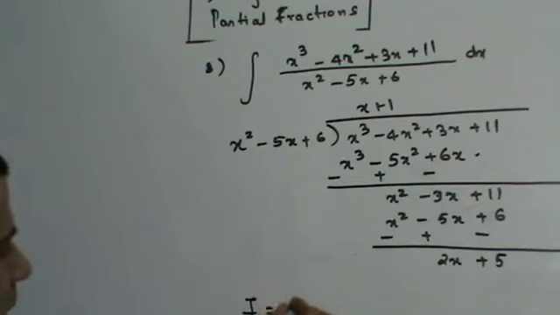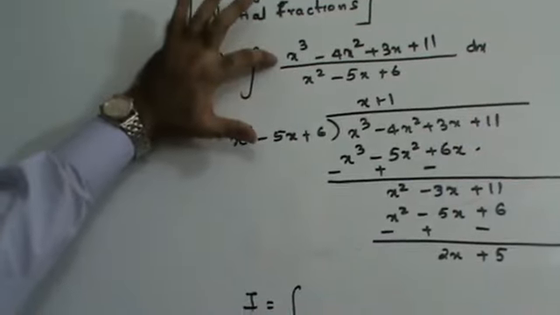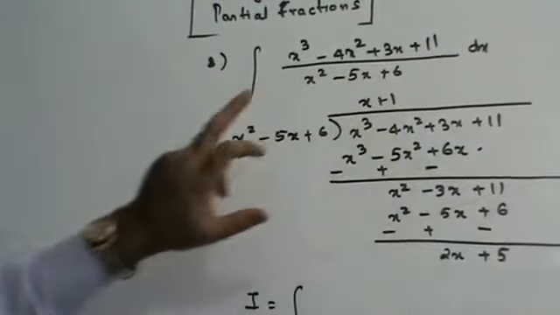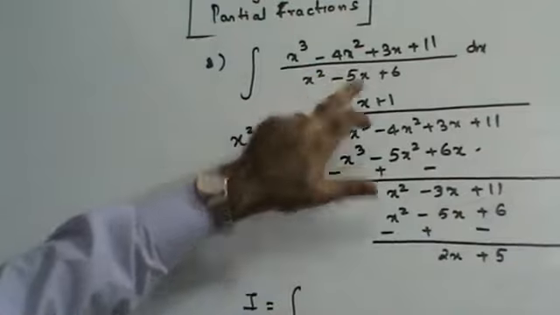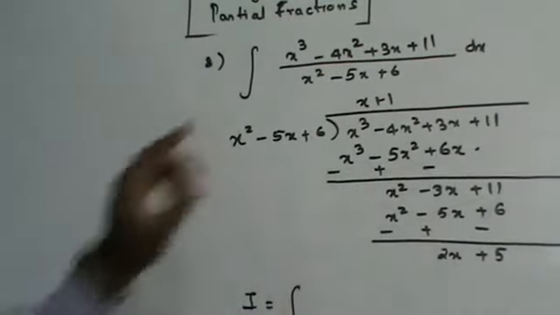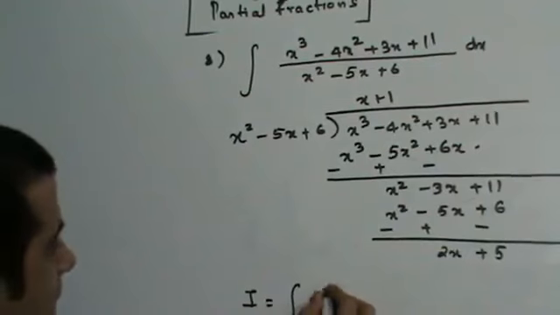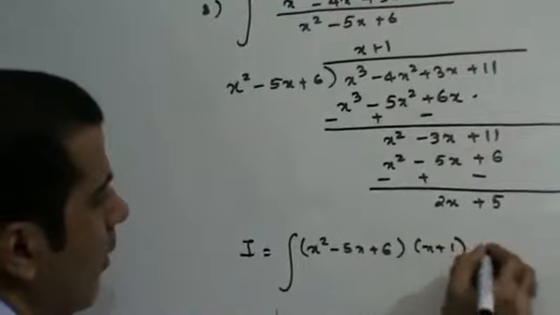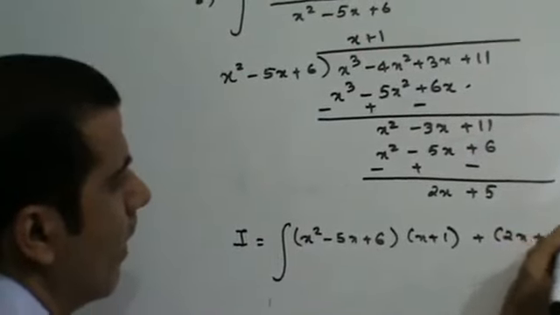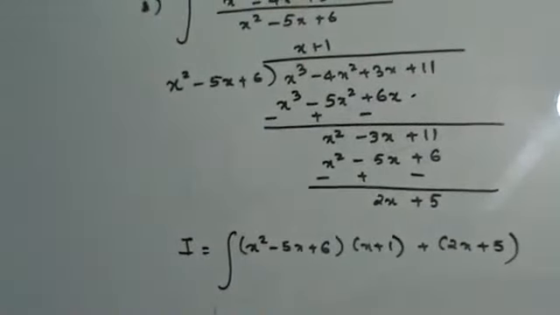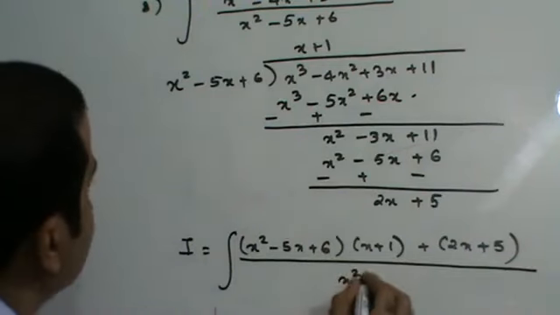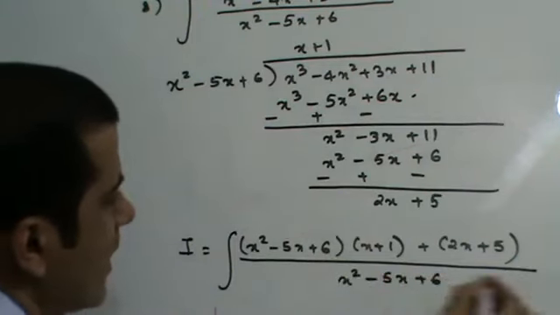Now I can write I. This is my numerator. The same term I have written here. Dividend is equal to divisor into quotient plus remainder. So instead of writing the dividend, I will write divisor into quotient plus remainder, upon x square minus 5x plus 6 dx.